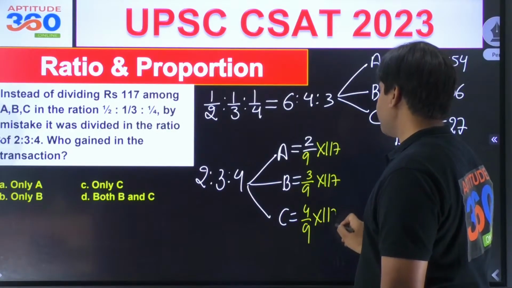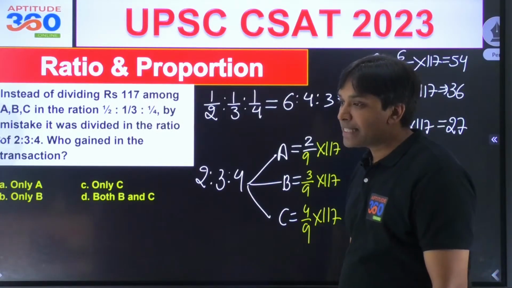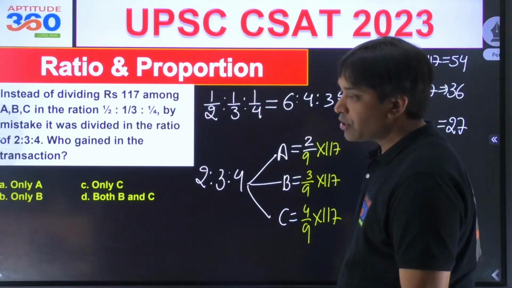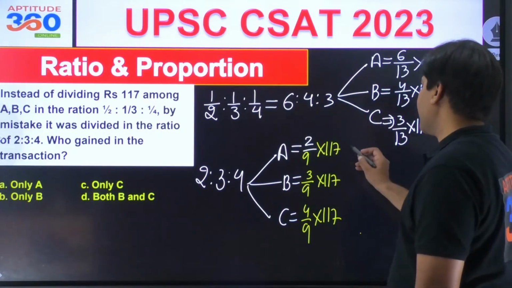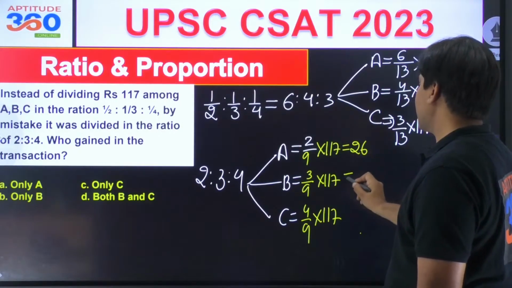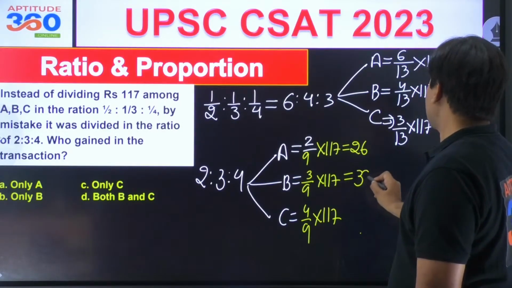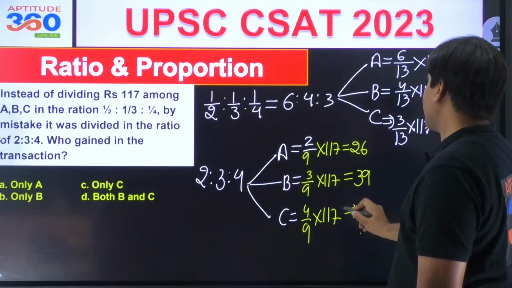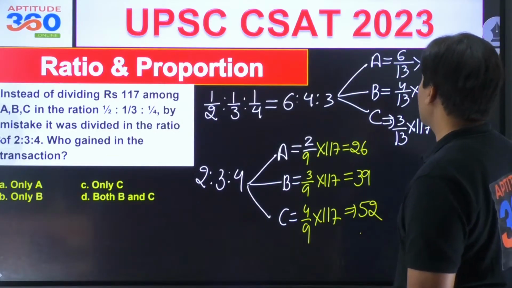Did anyone get the answer? B and C both. Achal is getting D. Okay, so how do we have to do this? 13 2s are 26, 13 3s are 39 and 13 4s are 52.